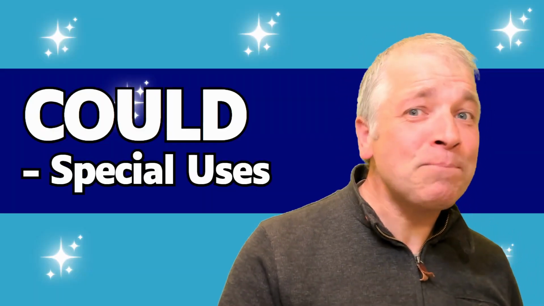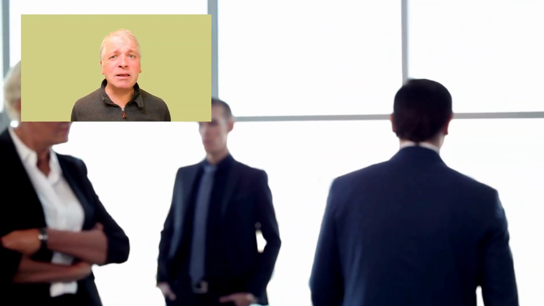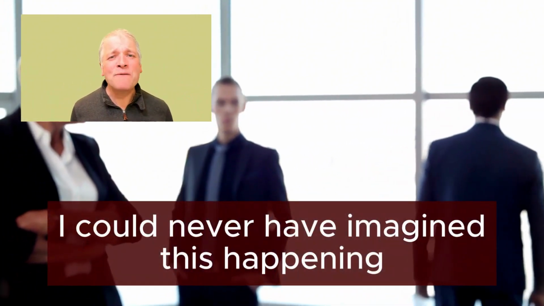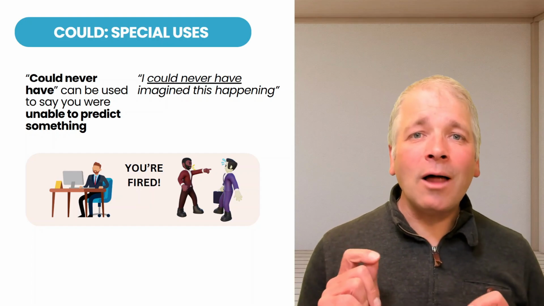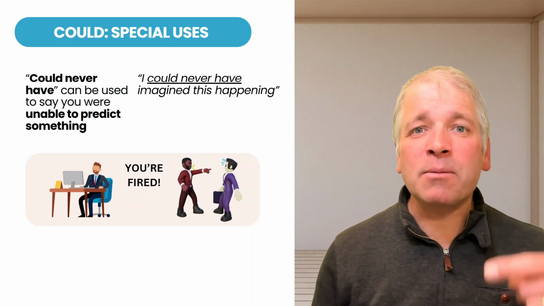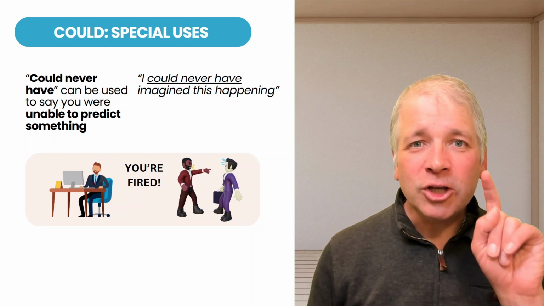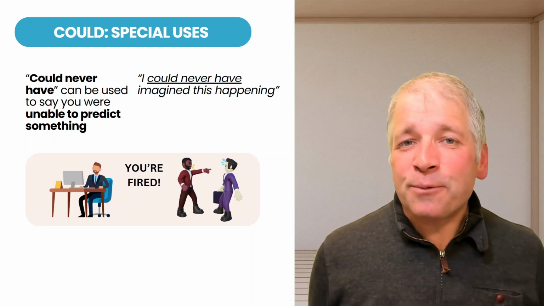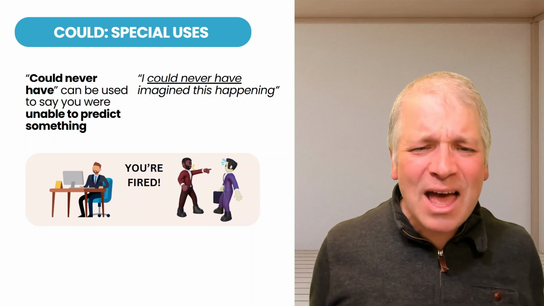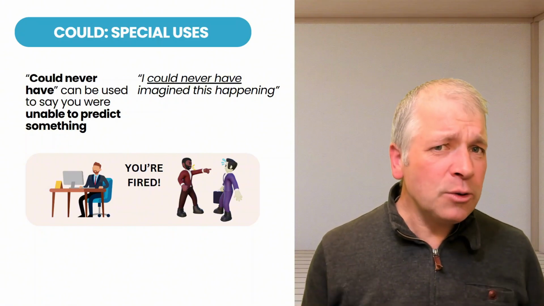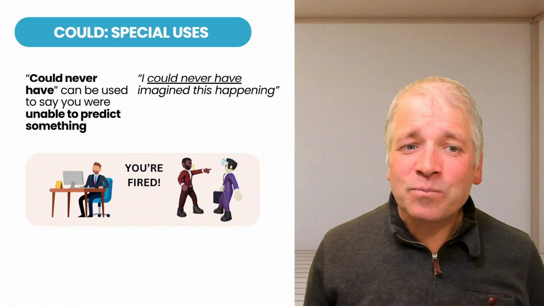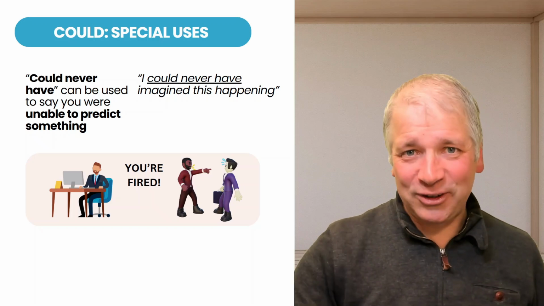And now for some special uses of could. This man looks very upset about something happening at his workplace. And he says, I could never have imagined this happening. So what might have happened in the video? Well, I think this person had just seen his manager. And the manager said, you're fired. And that is why the man responded, I could never have imagined this happening. There was no warning that it was going to come. And we can use could never have to say you were unable to predict something.